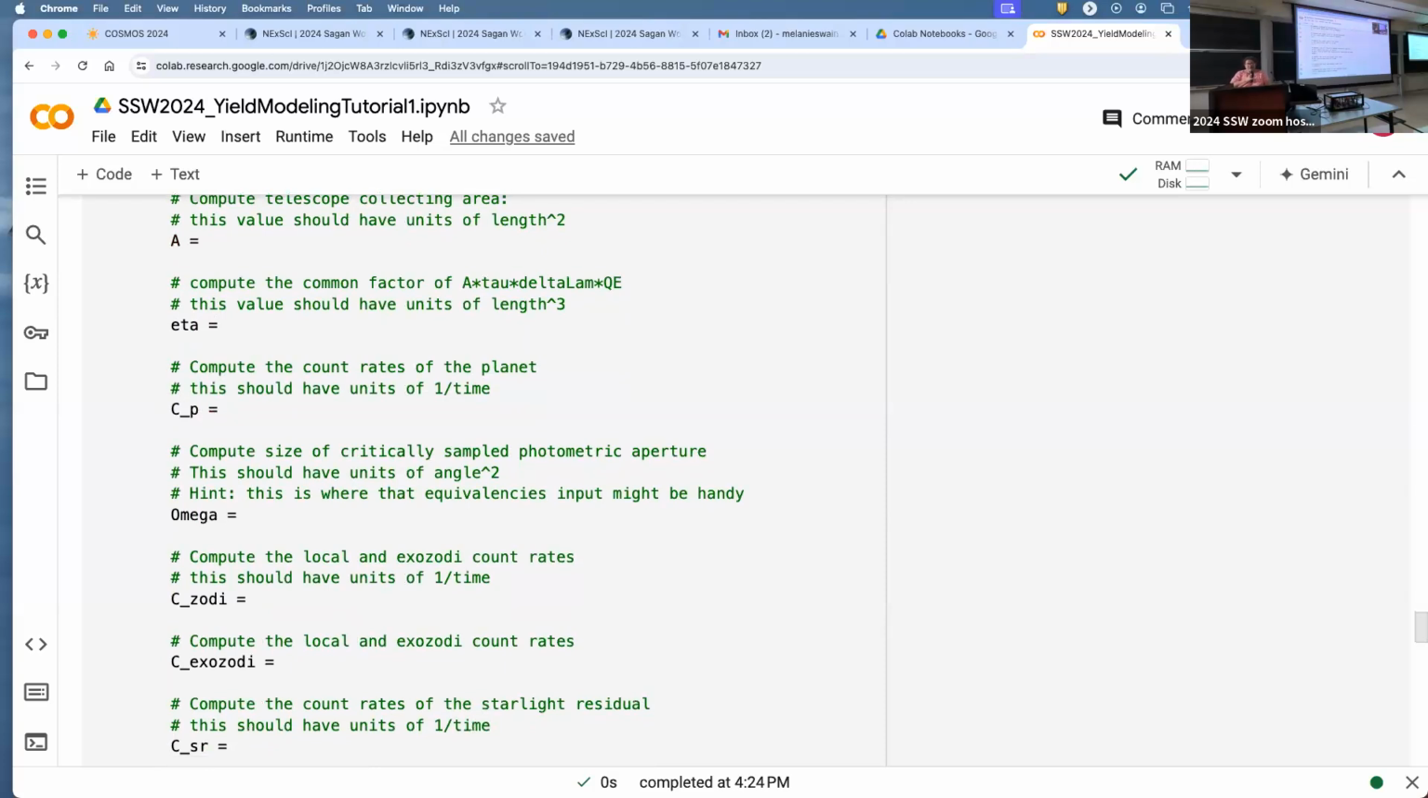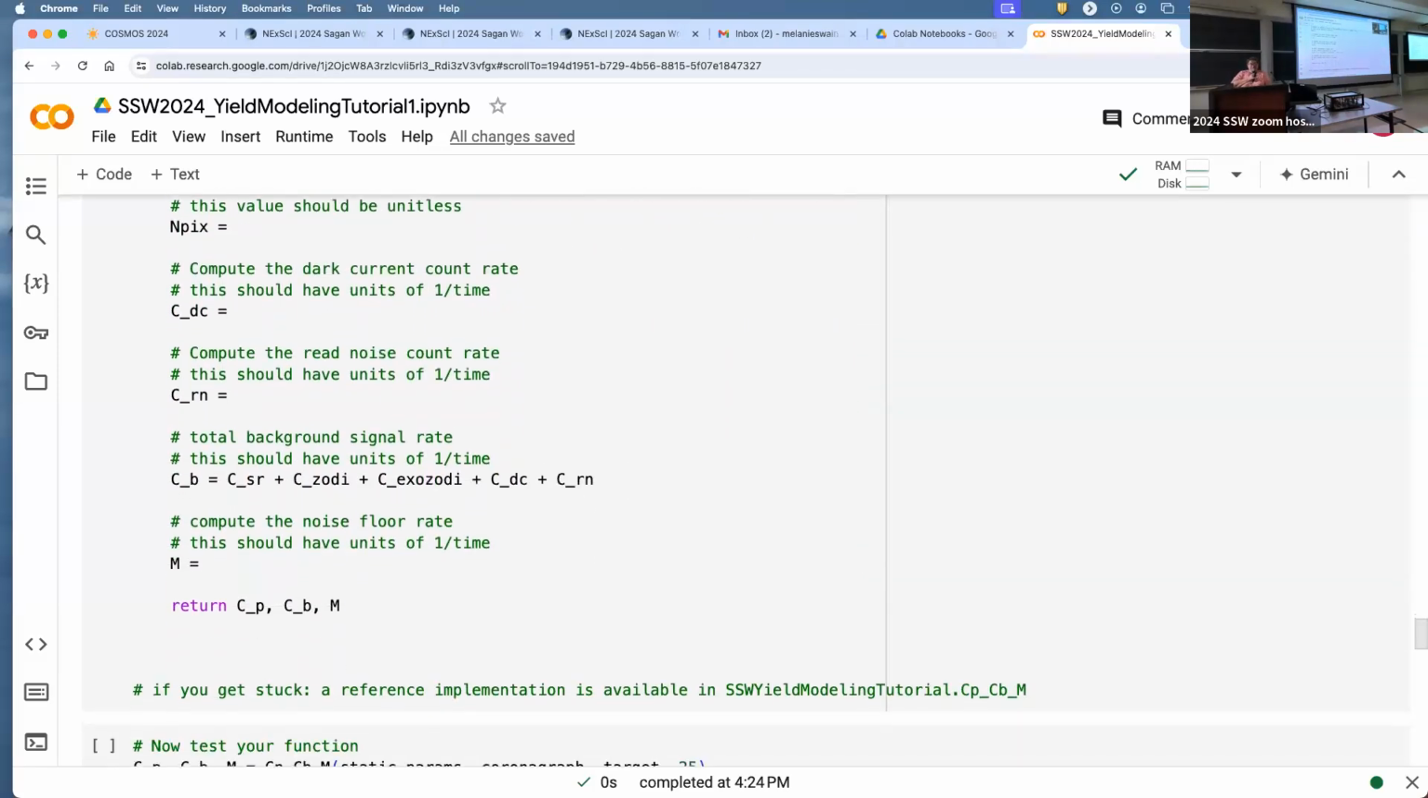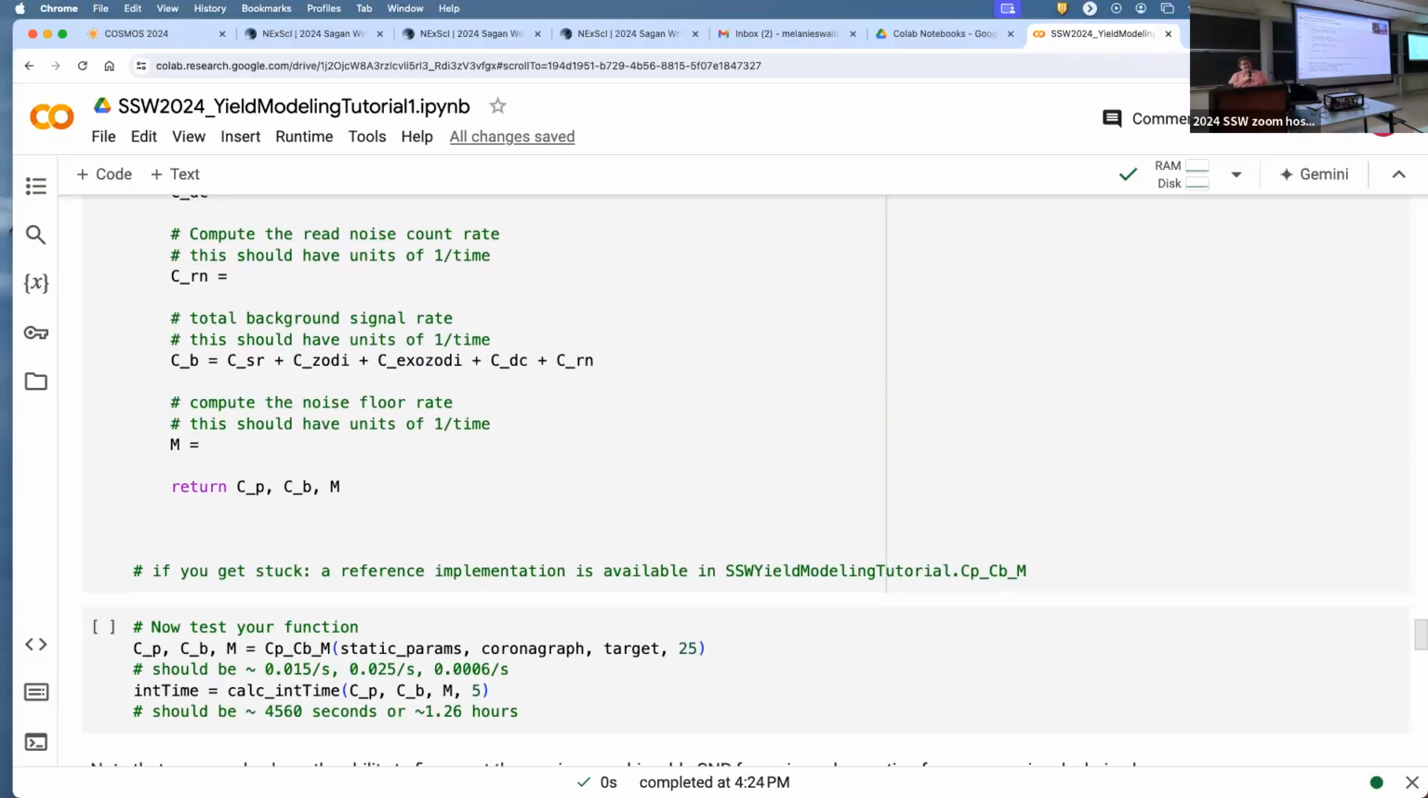It's leading through the steps for A, for eta, for the counts from the planet, and from omega. This is really implementing the equations that we've already gone over. So I think that you can do this in about 5 minutes. Also, we're kind of running short on time for the other exercises, so I'm going to give you 5 minutes.